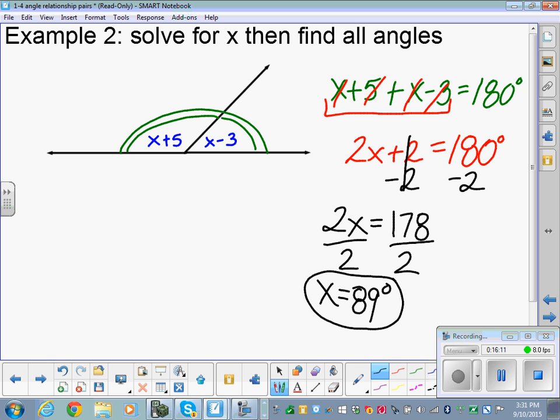So let's go back up and plug that back in. So if x is equal to 89, then we know this angle is 89 plus 5, which is 94 degrees. So we just solved for that angle. And then we could do this a couple different ways. I'm just going to go ahead, since I solved for x, which was 89, plug it in. So we have 89 minus 3, because we solved for x, and then we get 86 degrees.